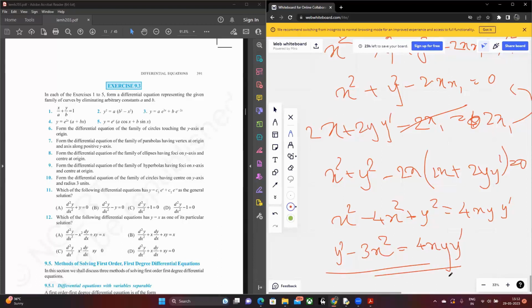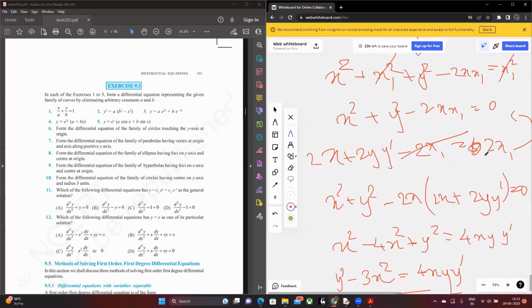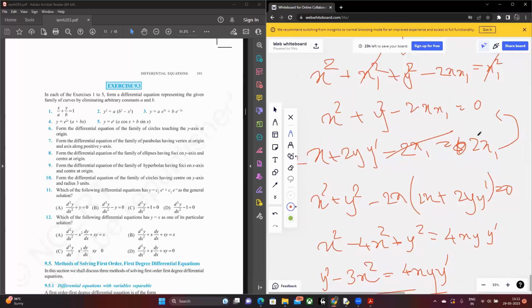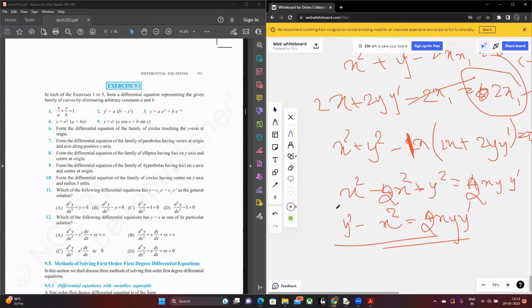Wait a minute. I'm sorry. This is 2x1, which we are substituting over here. So this 2 will not come here. It's 2, it's again 2. And so we have 8. This is basically y squared minus x squared, and this is 2xy'. Right? And that is your required differential equation.